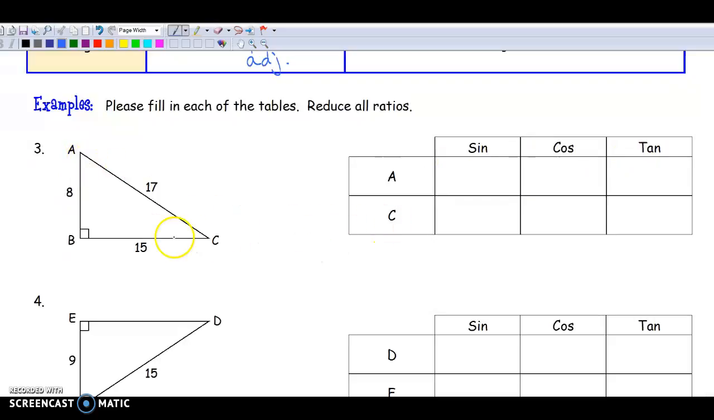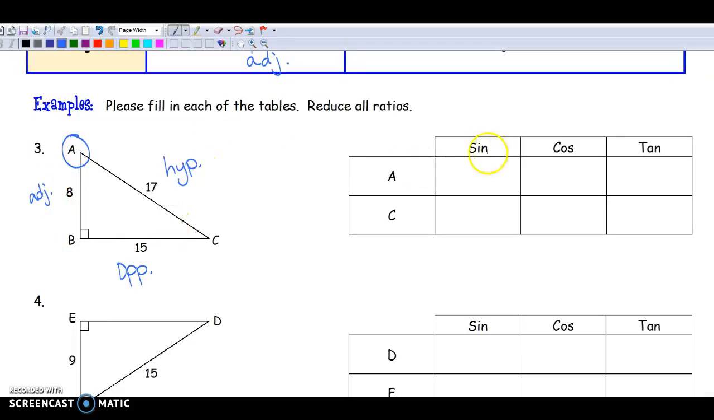And then again, we're going to do it with angle C. So for angle A, we'll start off with that. With angle A, you're going to want to label all your sides. 17 is always the hypotenuse, no matter what, because it's always across from the right angle. Now, as far as angle A goes, the side that doesn't touch angle A is the 15. So that's going to be the opposite side. And then the third side that's left, that's your adjacent side.